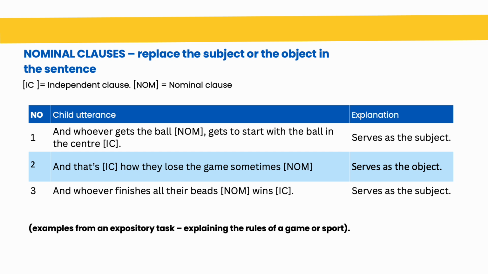Number 2, "and that is how they lose the game sometimes." So "how they lose the game sometimes" serves as the object in this sentence, and there's a new subject, which is "they." "And whoever finishes all their beads wins." Again, it serves as the subject in the phrase. Whoever finishes all their beads wins. Who wins? Whoever finishes all their beads.